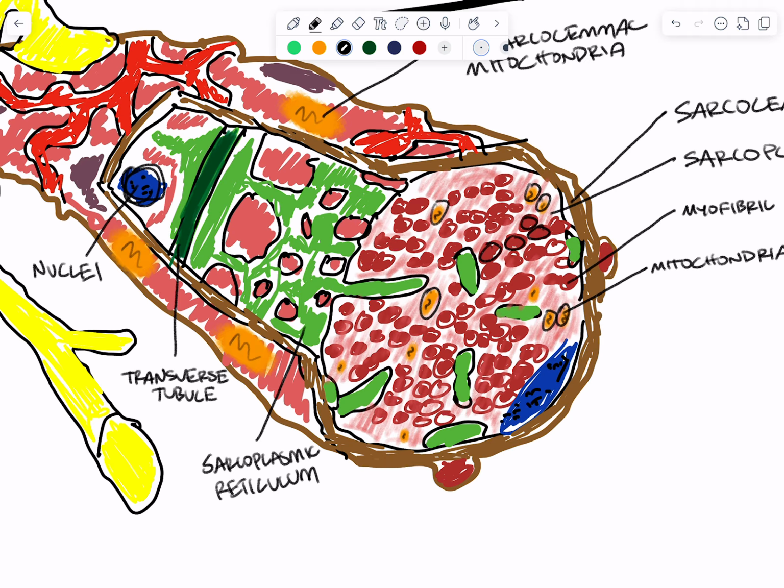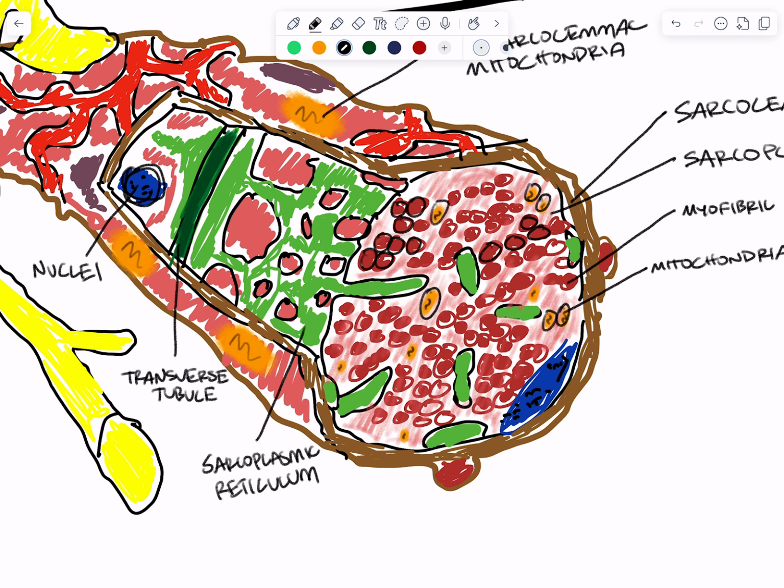In short, it is known as a T tubule. So we're going to call them T tubules. And these T tubules are very important because they conduct action potentials from the surface of the sarcolemma into the interior of the muscle fiber. So they penetrate deep into the muscle fiber and they wrap around each one of these individual myofibrils so they can carry that signal from the action potential.